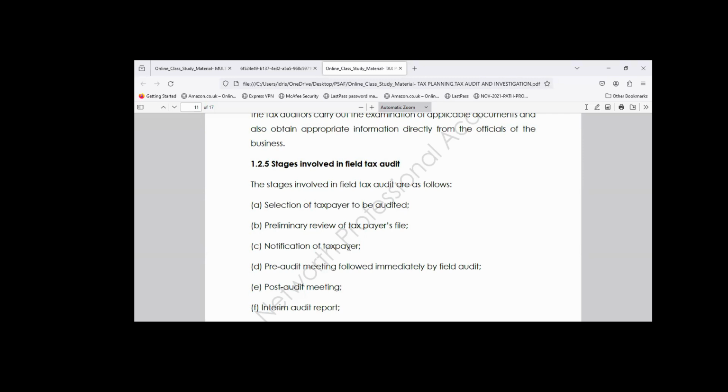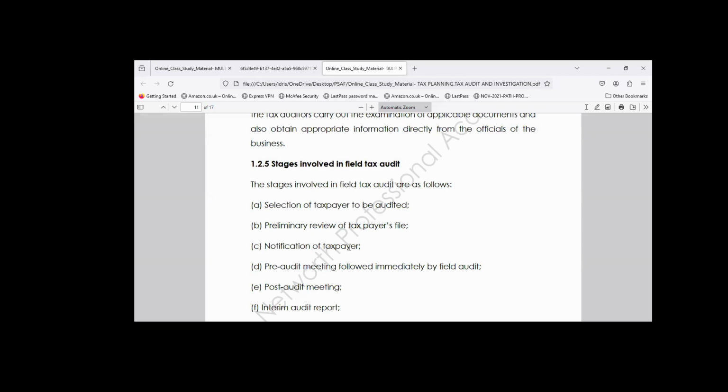After that, pre-audit meeting. Before you start the tax audit, you do a pre-audit meeting. You call the top officials of the company. You introduce yourself to them. They introduce that this is the CFO, this is the managing director. You know them in the pre-audit meeting. After the pre-audit meeting, the next stage is field audit, the actual field audit. This field audit is for you to say, okay, give me your books and records, give me this document, give me your bank statement, give me this. You review.